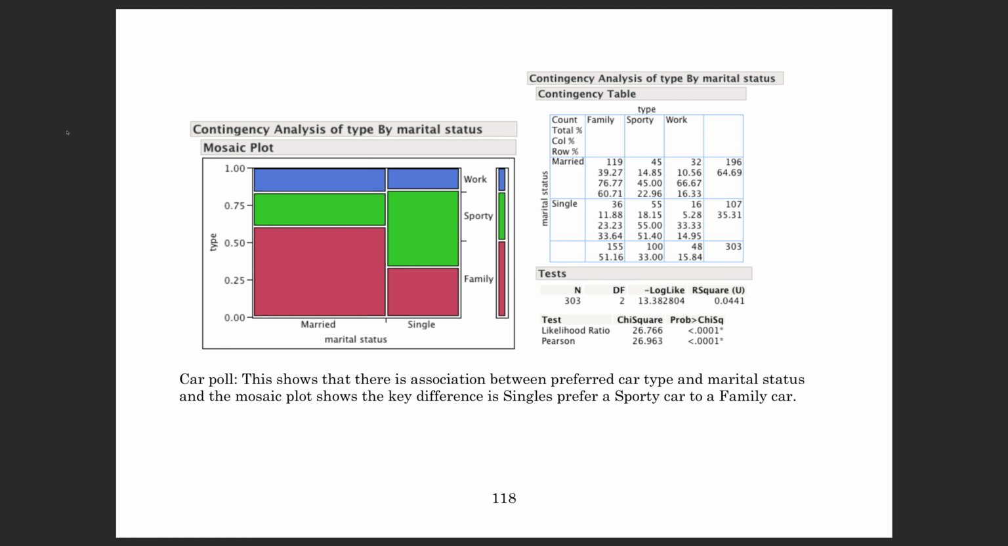So 2/3 times a half, and we have 303 respondents. That's about 300. So 2/3 of 300 is about 200, times half is about 100. So we would expect, if there was no association between marital status and type of car, that we would have about 100 family car choosing married men. In fact, we have 119.